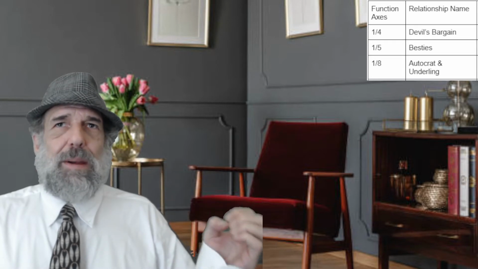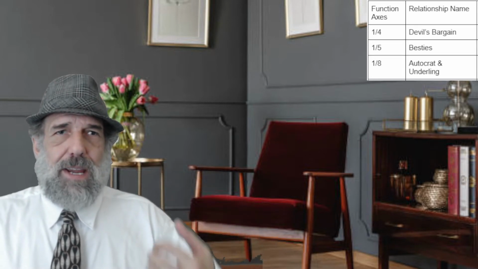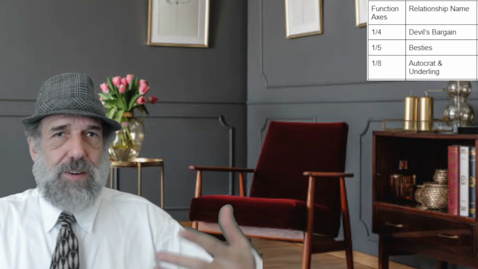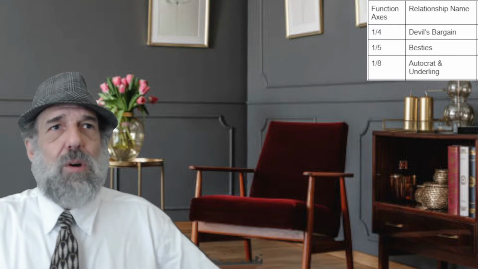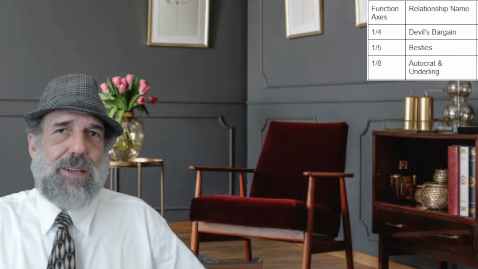So the fact is, the reason we might call it autocrat and underling is that my extroverted sensing is pretty good, very active in some sense, but it's always doing the bidding of my extroverted intuition.